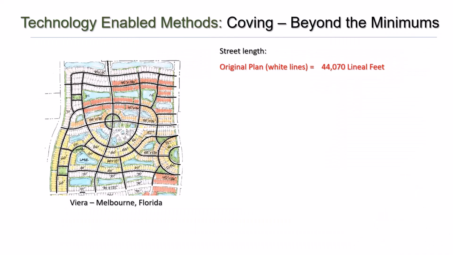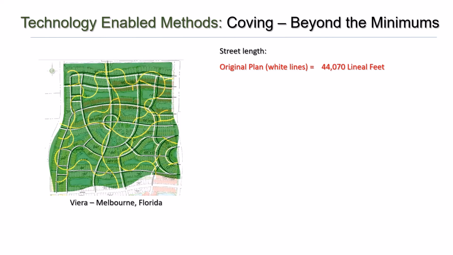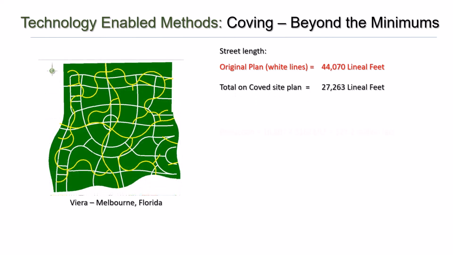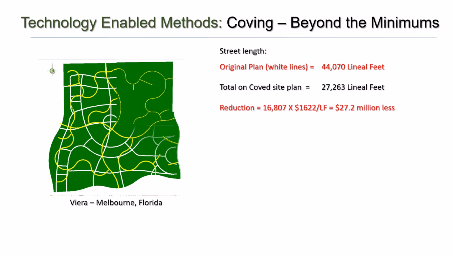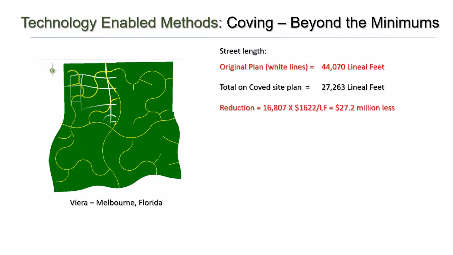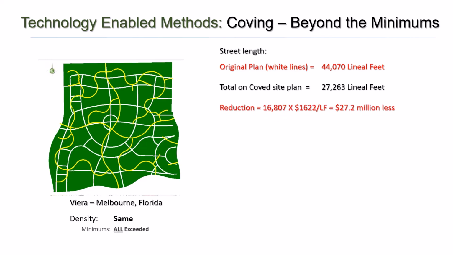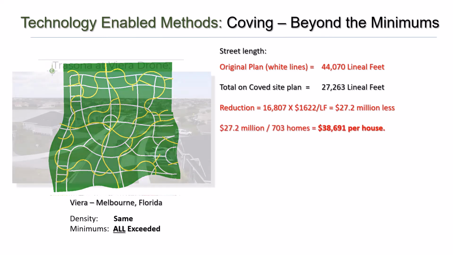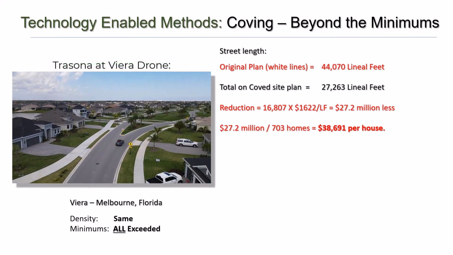Let's take this at a much larger scale on this development in Vieira, Florida. The original plan had 44,000 linear feet of street. When we look at the redesign of a much more efficient street pattern, we reduced the streets by almost 17,000 linear feet, or $27.2 million less in street construction. For the 703 homes, that's roughly $39,000 per home.